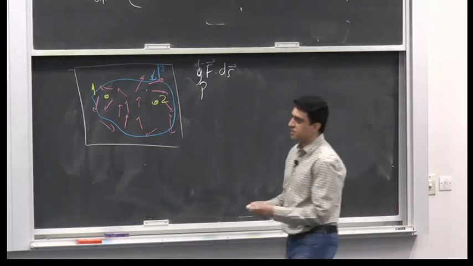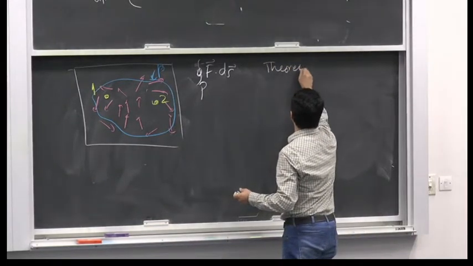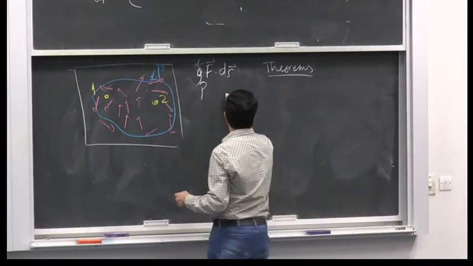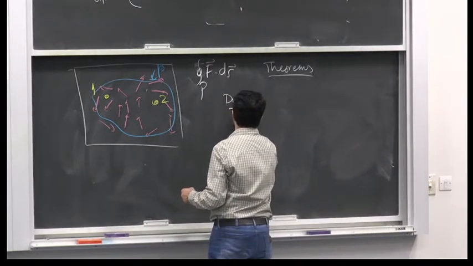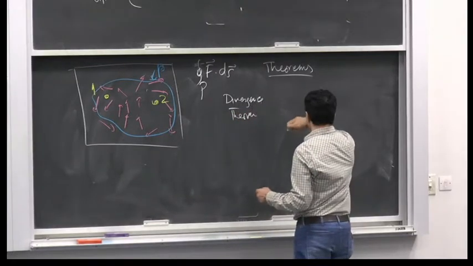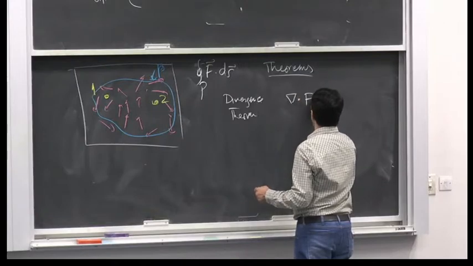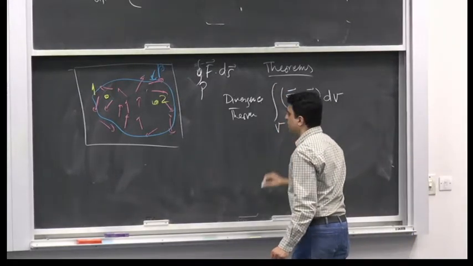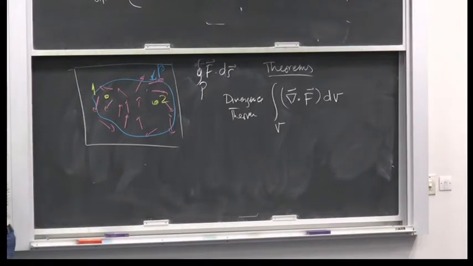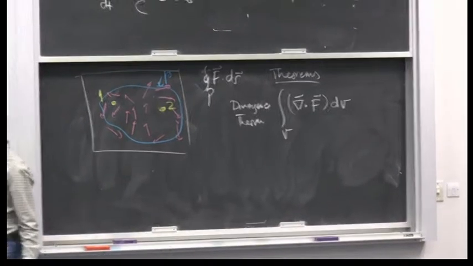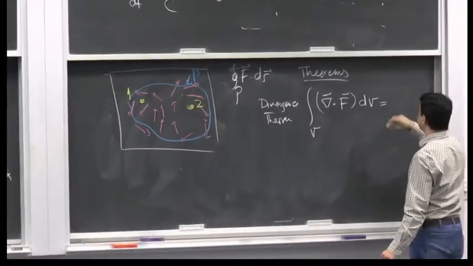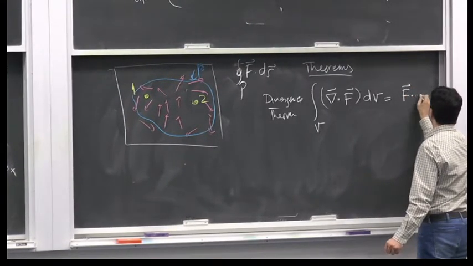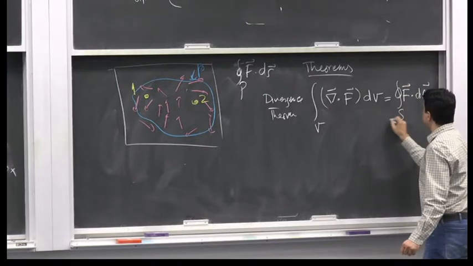There are two theorems in vector calculus. Once you know what those things mean, let's come to the two theorems. One is called the divergence theorem, which tells you that if you have del dot F and you integrate over the volume V, enclosed by the surface S, then this is equal to the integral of F dot dA over the surface S.